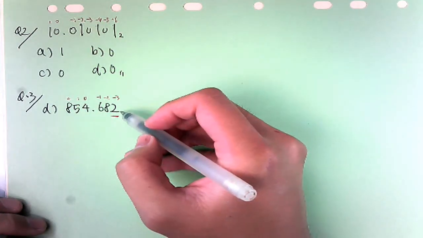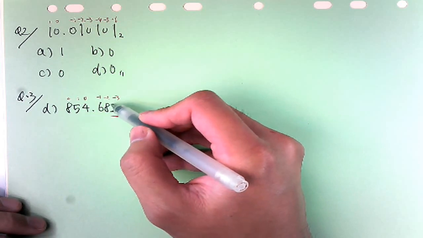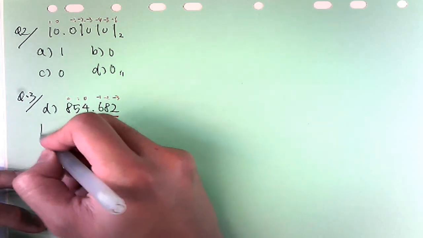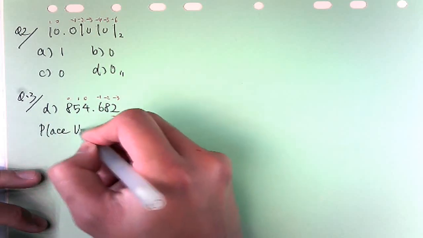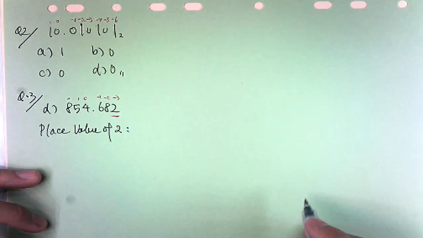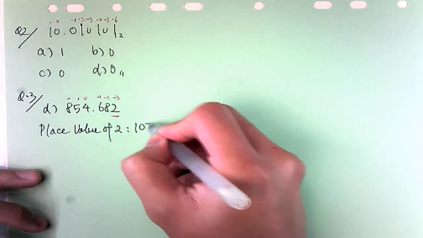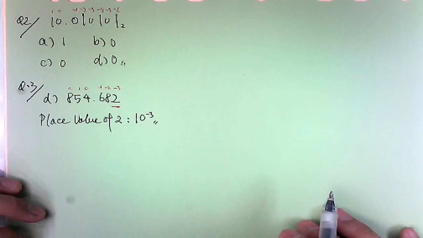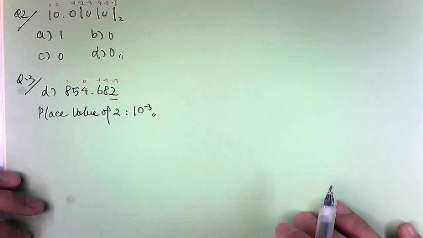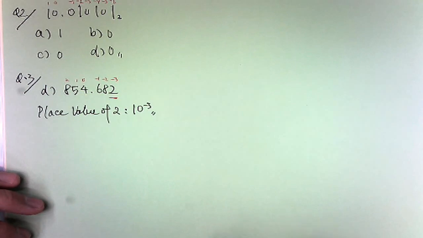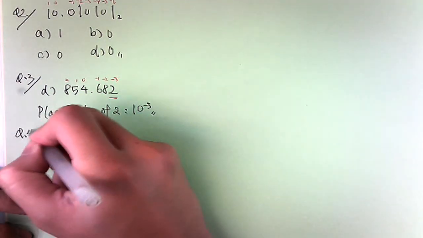Understand? So we have to just write down the place value of only one digit. We can write place value of 2 is actually 10 to the power 3. You can make it like this. This is a very good format of giving the answer. So go to question 4.